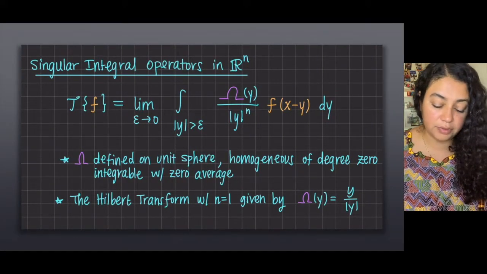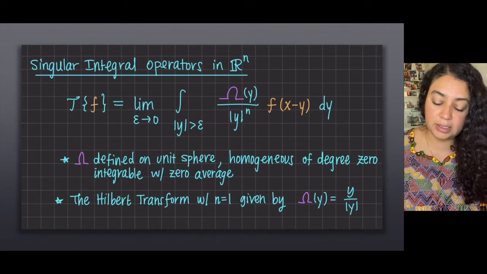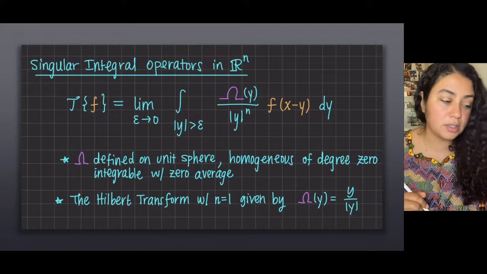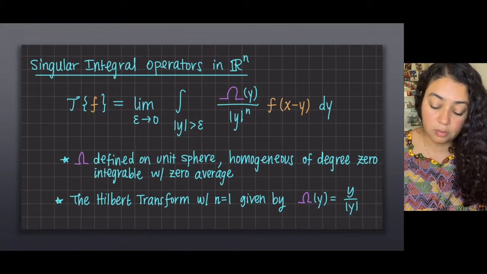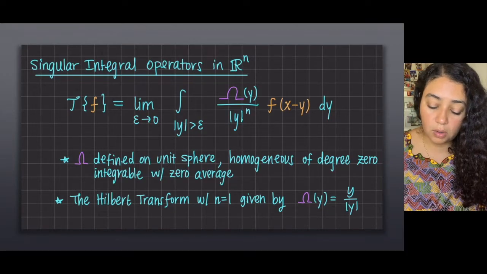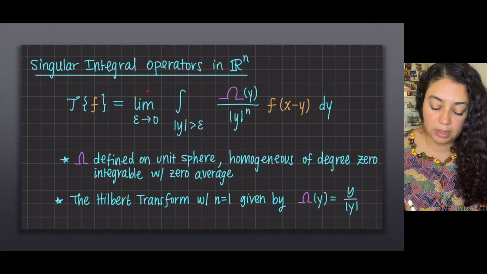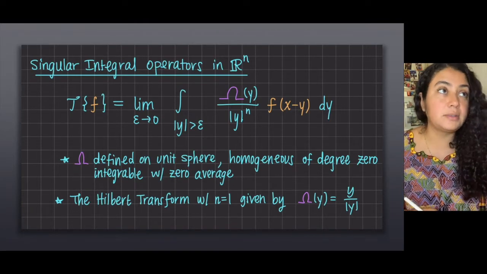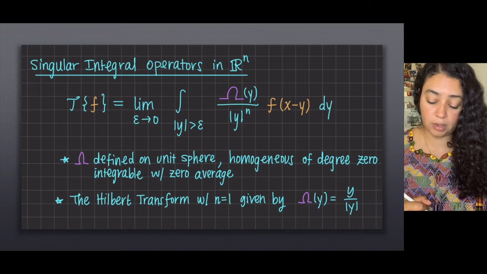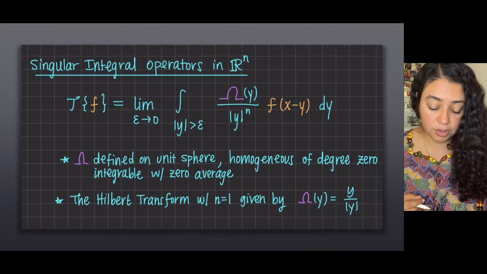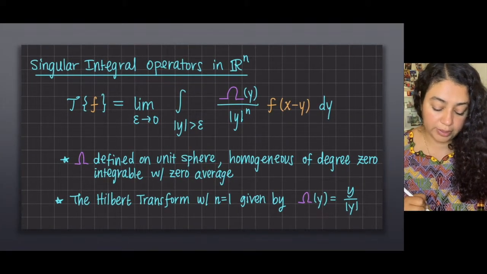And so the definition of a singular integral operator, let's say script T, is one that takes your function f and does a convolution with omega of y, where omega has some special property, divided by absolute y to the power n, and we see that limit appearing. Now, omega is a special function defined on the unit sphere. It's homogeneous of degree 0. It's integrable with 0 average on that unit sphere.